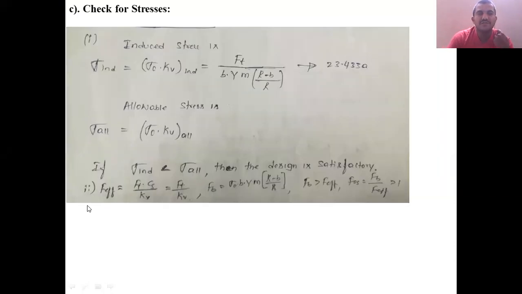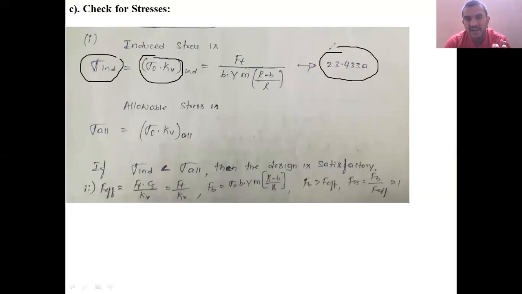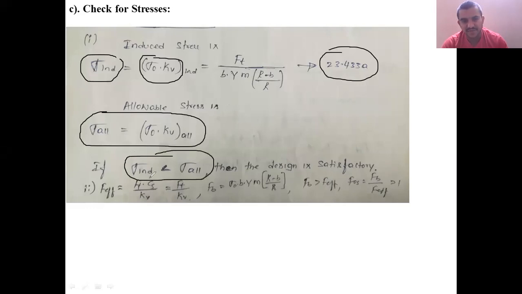Once you determine the module, then you check the stresses. Again, how do you check the stresses? First you check the induced stress. Induced stress is equal to sigma naught into KV induced. This is a modified form of the equation 23.433a. Then the allowable stress is sigma naught into KV allowable. The induced stress should be less than the allowable stress, then the design is safe.